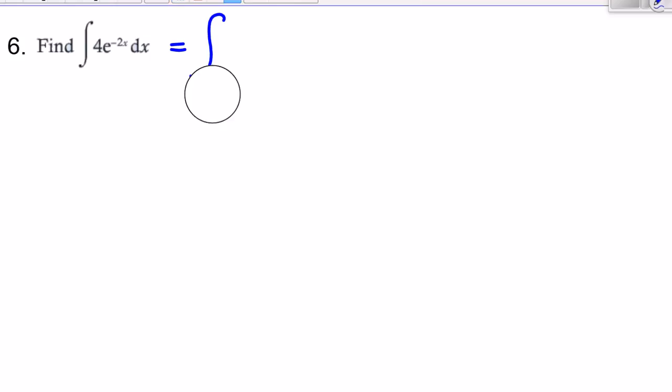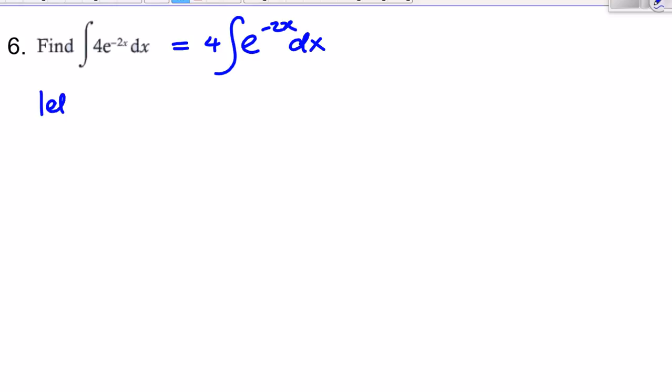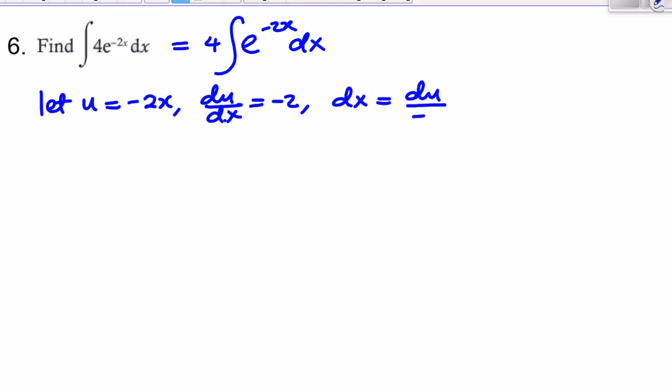Now, here we can just go straight away to substitution. I just wanted to write it as 4 times e to power negative 2x dx. The reason why I'm writing 4 out is it's a constant, so it doesn't really get affected when you integrate this function. So let u be equal to negative 2x. du over dx will be negative 2, which means that dx will be du over negative 2.